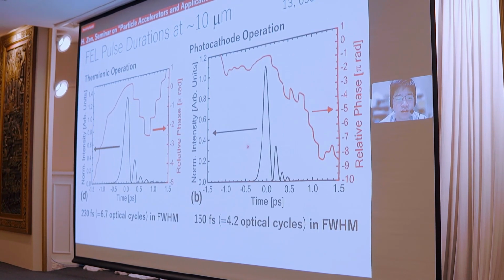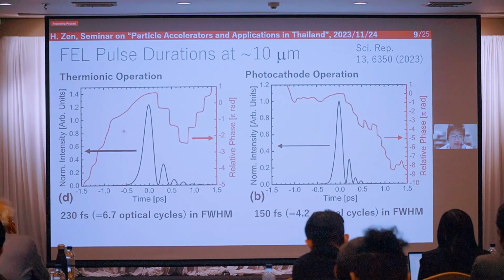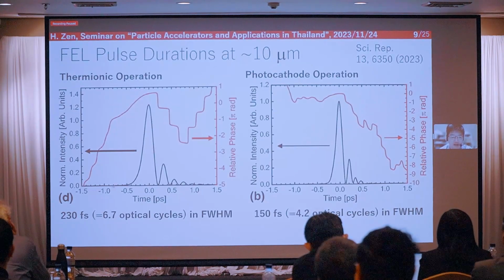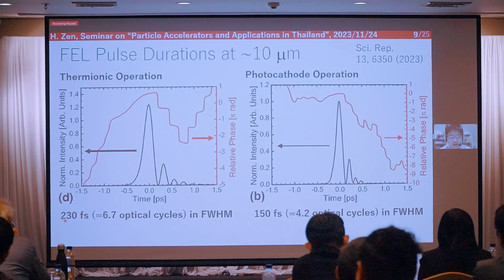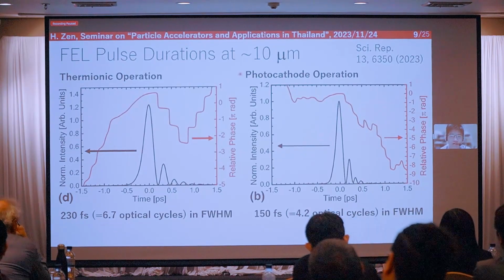And I'd like to explain about the pulse duration of our FEL at 10 micrometer. And these are experimentally obtained pulse structures in our facility at 10 micrometer operation. And you can see some specific pulse structure and the very narrow time widths. In the case of thermionic operation, we could get 230 femtosecond pulse duration in full width half maximum, and this corresponds to 6.7 optical cycles in this wavelength.